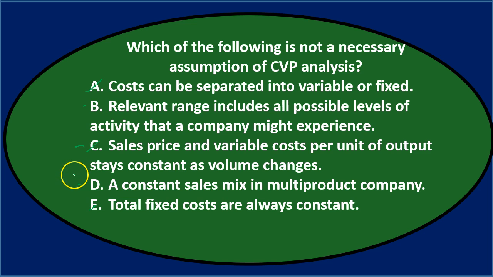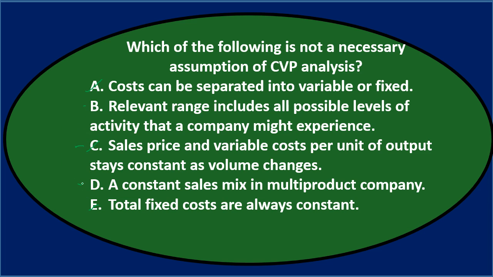And then D says a constant sales mix in multi-product company. We might not totally understand what that means. If we go to A, B, and D, B says relevant range includes all possible levels of activity that a company might experience. That seems kind of outside the norm. Relevant range, it seems like it's got to be in some area, and the company might do something outside that relevant range. So I would think that B isn't a reasonable assumption for that reason.